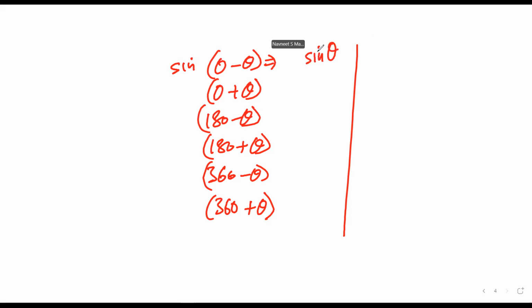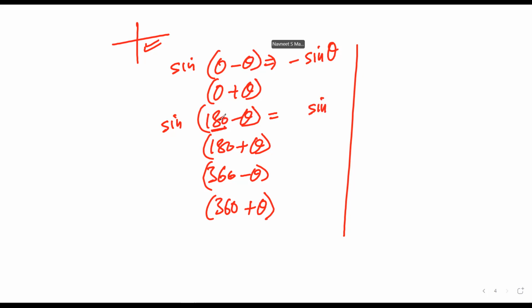But depending upon which quadrant you are in, for example, sine minus theta, you are in the fourth quadrant. So the value of sine in the fourth quadrant is negative. That is why this would be negative. Does it make sense? I'll be taking a lot of examples, don't worry. So sine 180 minus theta. Because it is 180, sine would remain sine.